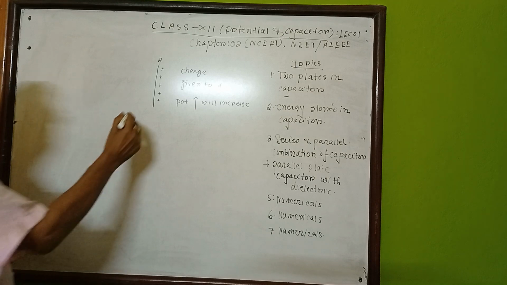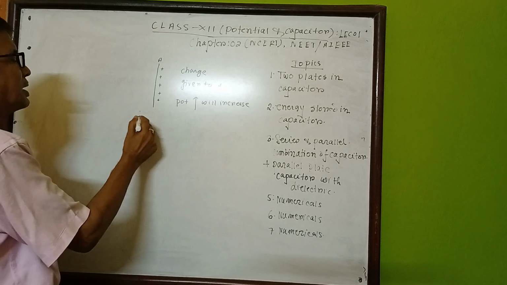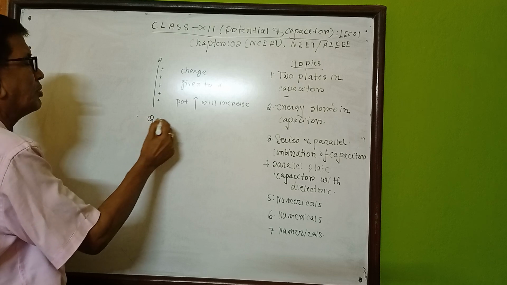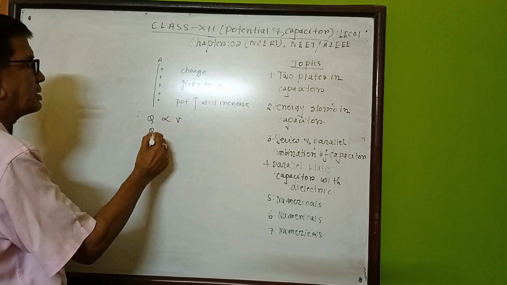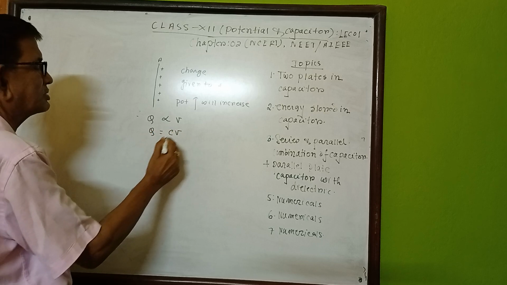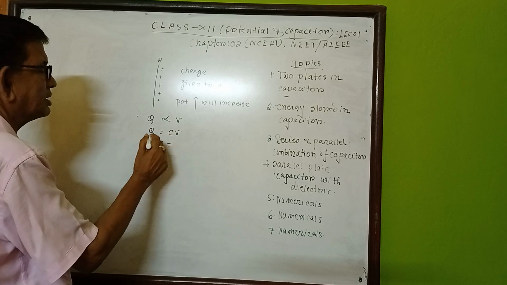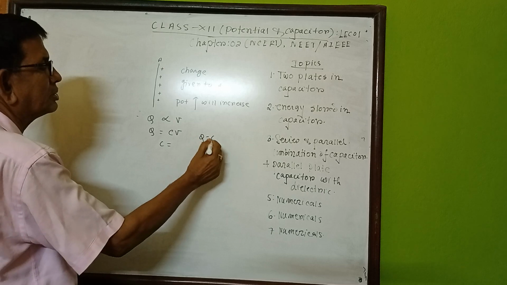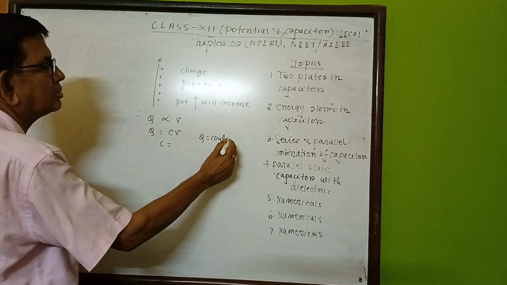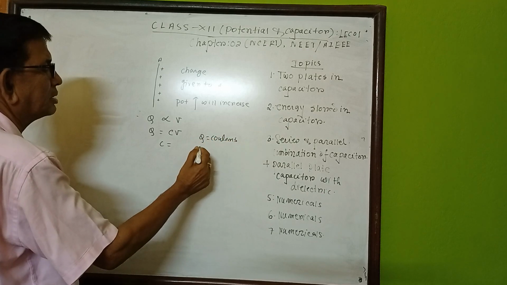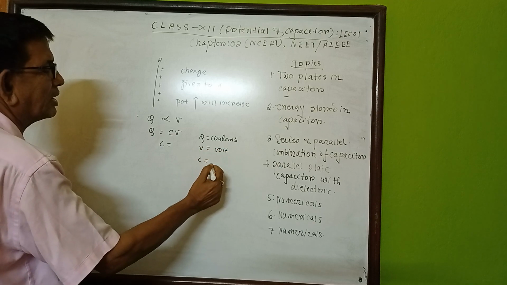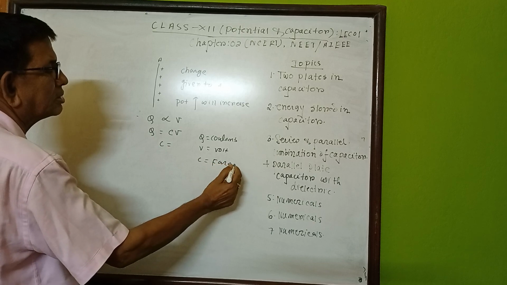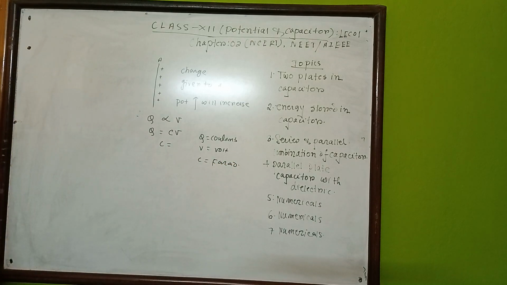Now that means I can say that Q is proportional to V, or you can write Q equal to CV. Now the unit of C: if Q is in coulomb, then V is in volt, and C is in farad. Clear? So C is the capacitance of that plate.